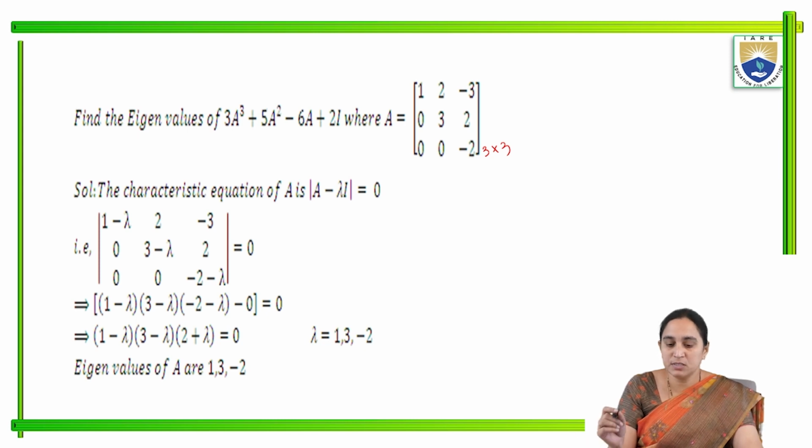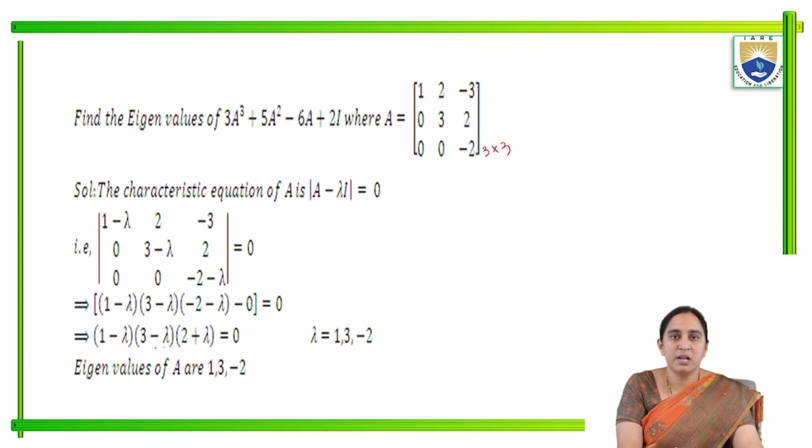For that, first we have to find the eigenvalues of the given square matrix. Therefore, here the characteristic equation is determinant of A minus lambda I equal to 0. From the characteristic equation: 1 minus lambda, 2, minus 3; 0, 3 minus lambda, 2; 0, 0, minus 2 minus lambda, is equal to 0. From the determinant of the 3 by 3 matrix, we get the eigenvalues directly: 1 minus lambda, 3 minus lambda, 2 plus lambda is equal to 0. Therefore, lambda is equal to what?